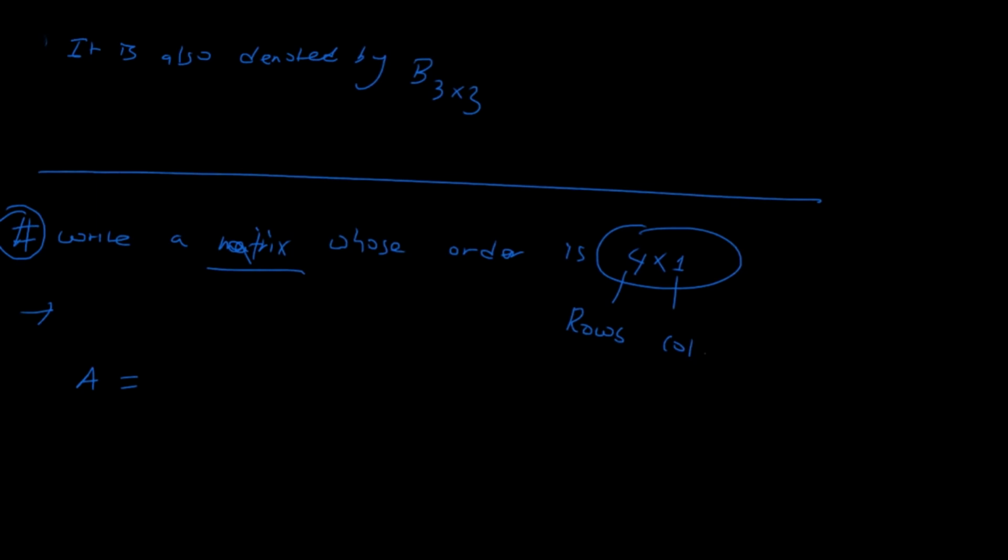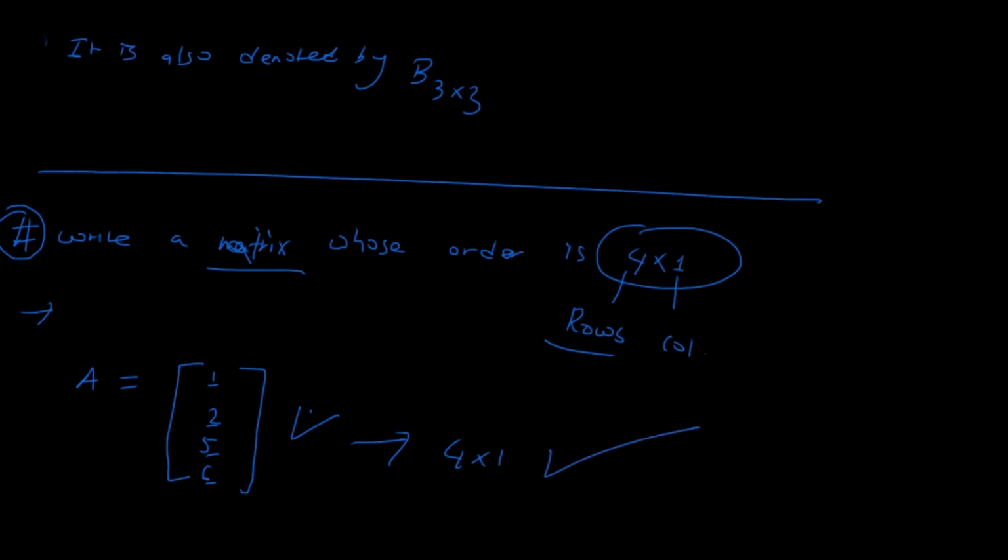So we must have 4 rows, that is 1 2 3 4 rows, and we must have 1 column, that means only this column. So we can write any number here, 1 2 3 4 5 6. Any number you can write. This is a 4 by 1 matrix.